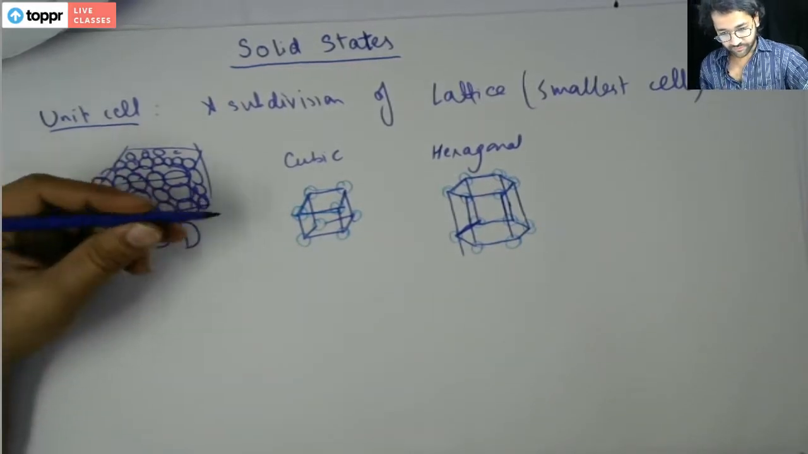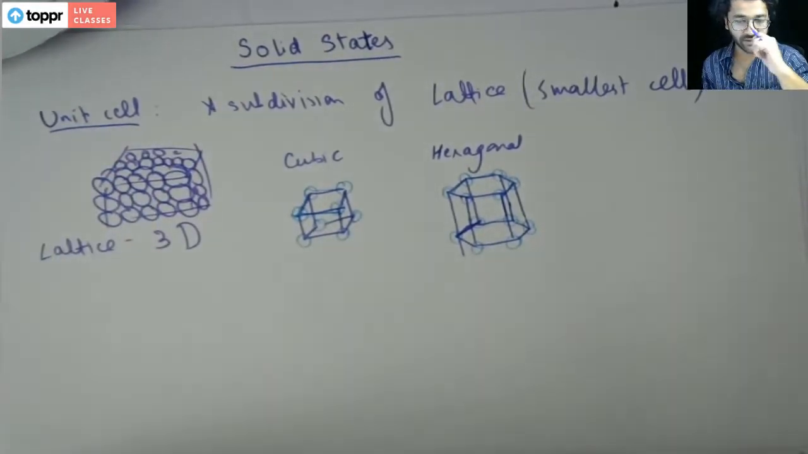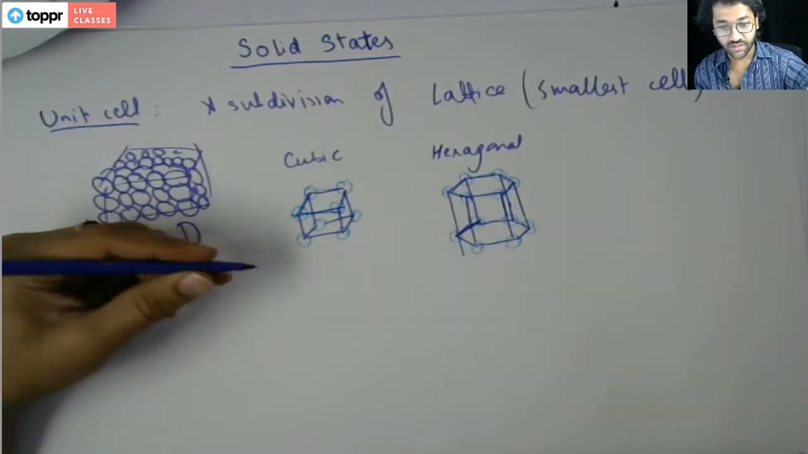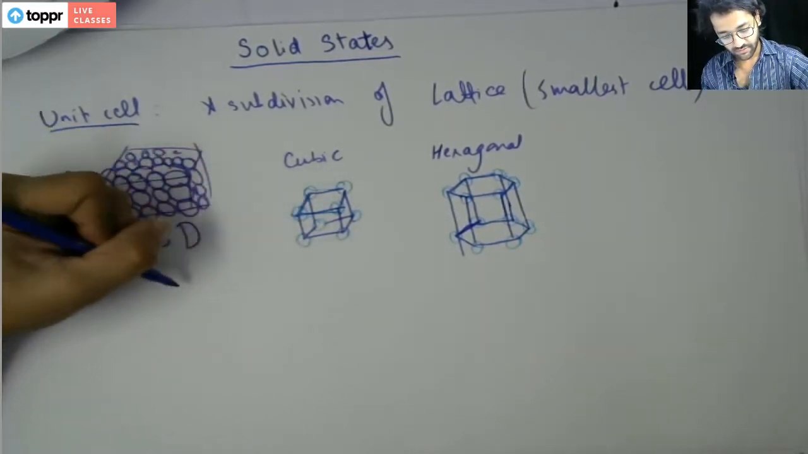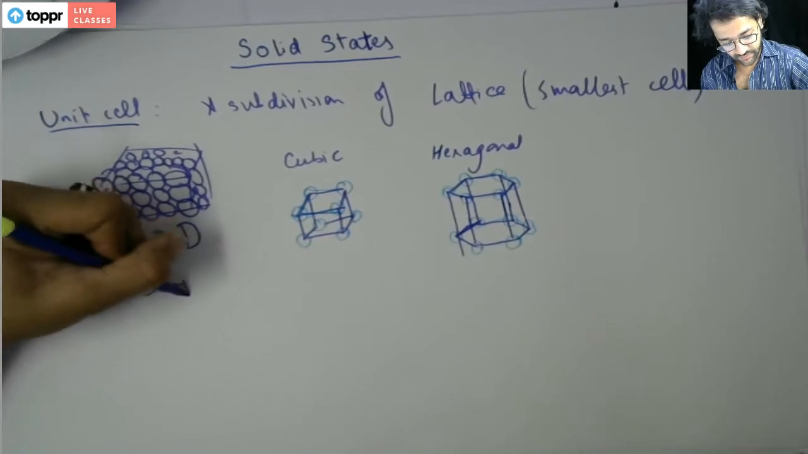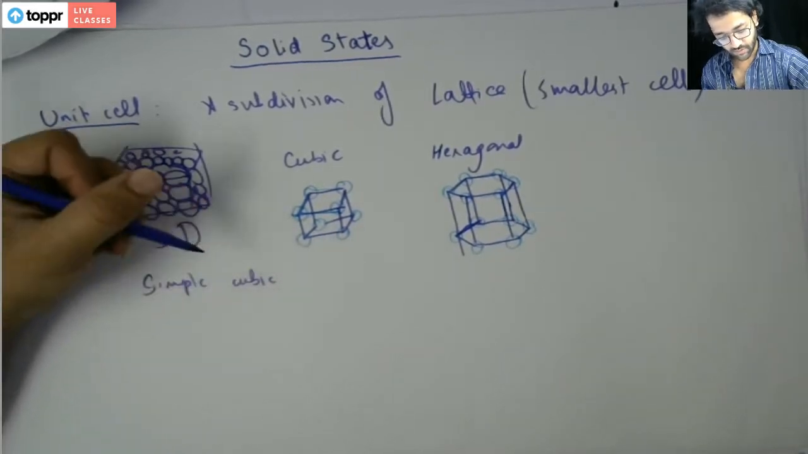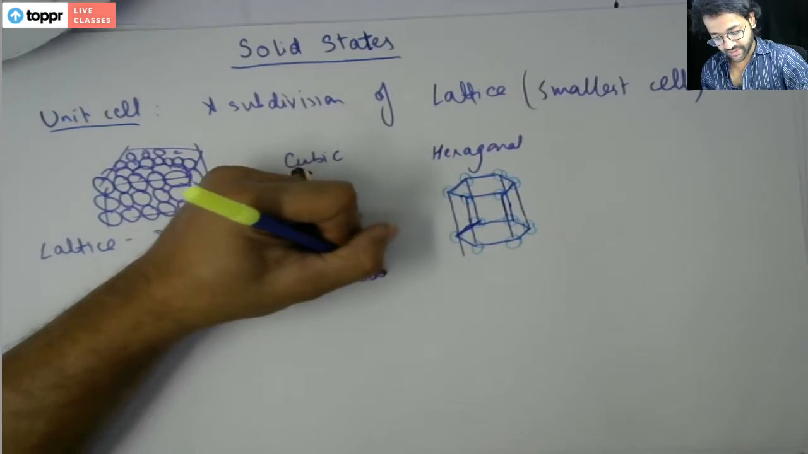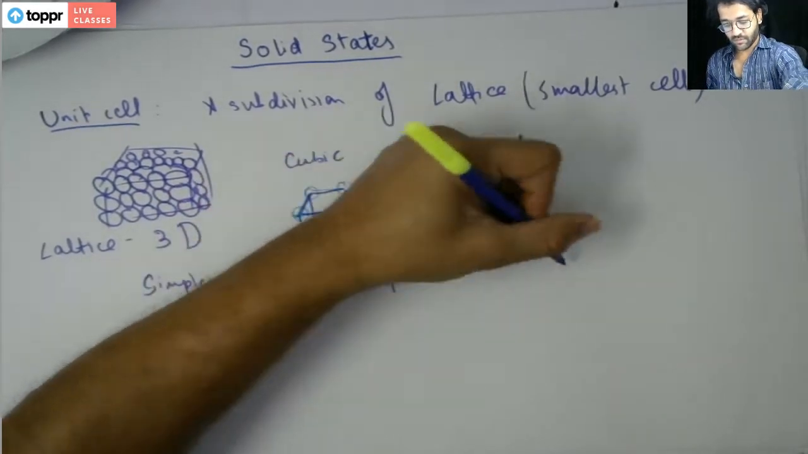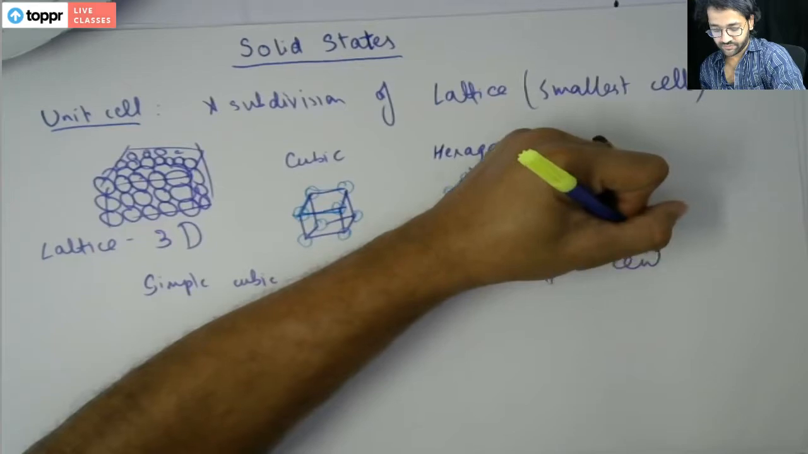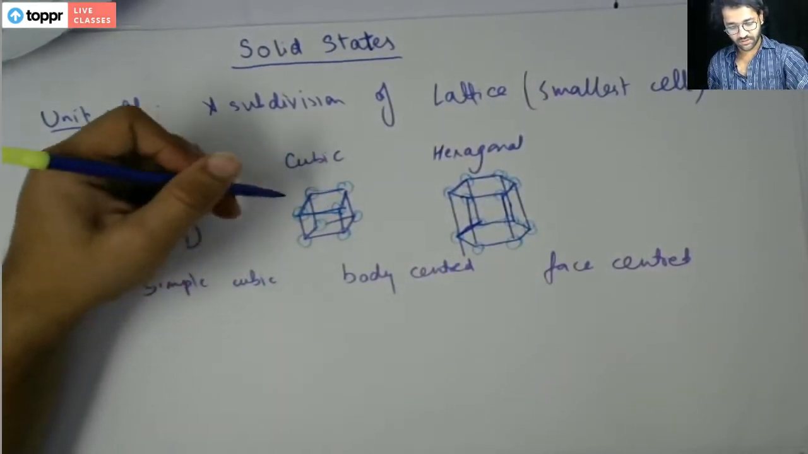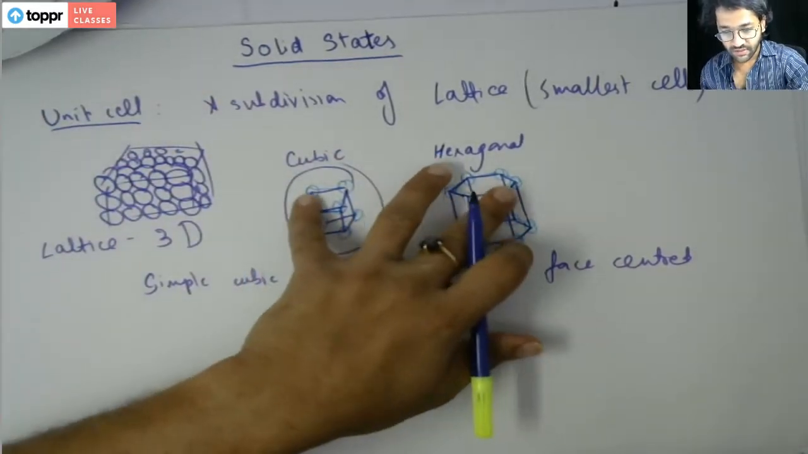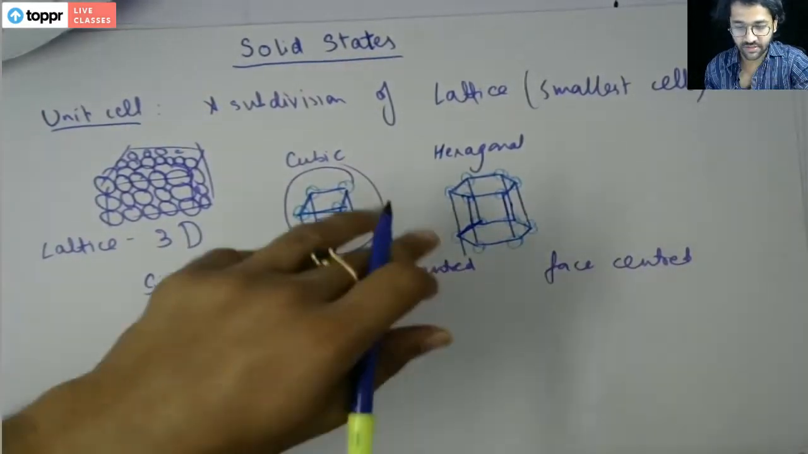Now, so these are just the unit cells, but in unit cells there are further types of crystal structures. Like for the cubic, simply we can get a simple cubic, body centered, and face centered for the first three. Simple cubic structure is the one that we just studied. So these are just types of crystal systems, right?